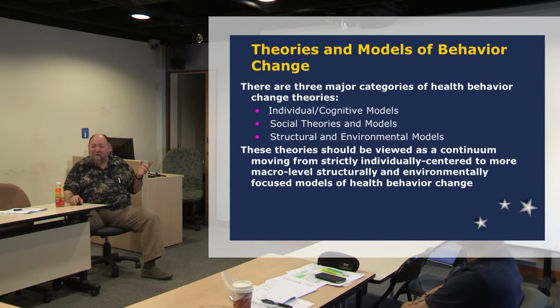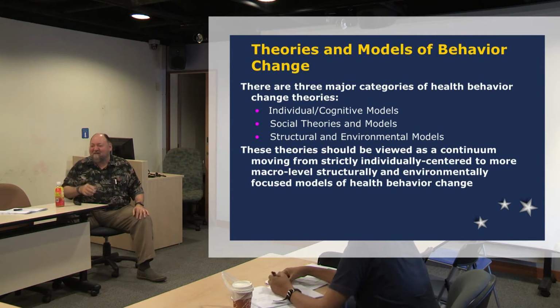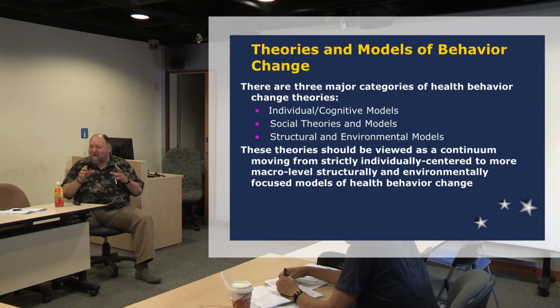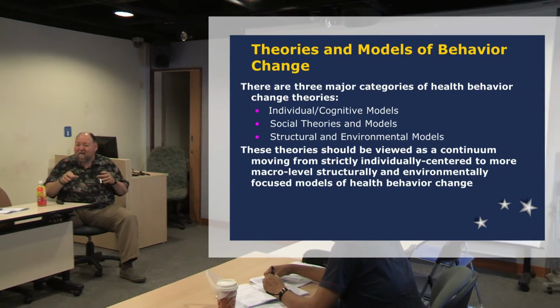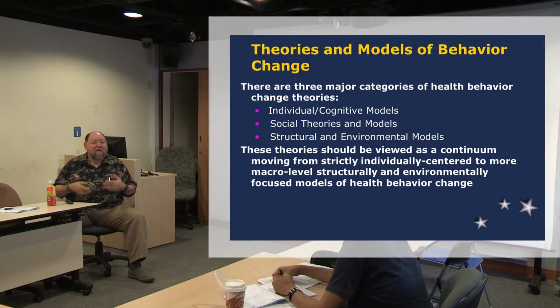The individual cognitive models, and these are the most popular by far, and they're the simplest. They're the ones that basically say the individual needs to be changed. And that's what I was saying to Mohan, that was the approach they were taking. It's a good approach because people do have responsibility for their behavior.